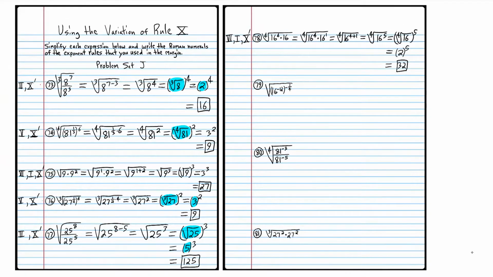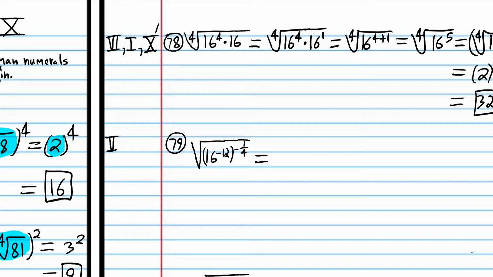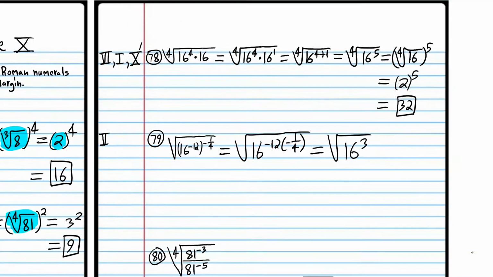All right, we're back. So we're going to use rule number 5 first, raising a power to another power. You just multiply the powers, so we have negative 12 times negative 1/4, and be sure you use parentheses. That's the best way to do it. And so we have negative 12 times negative 1/4 is positive 3, so we have 16 to the third power. The problem is 16 to the third power is such a big number.